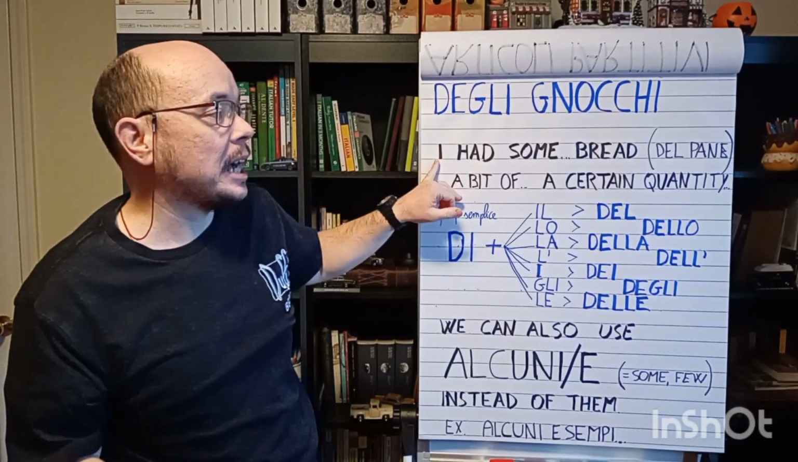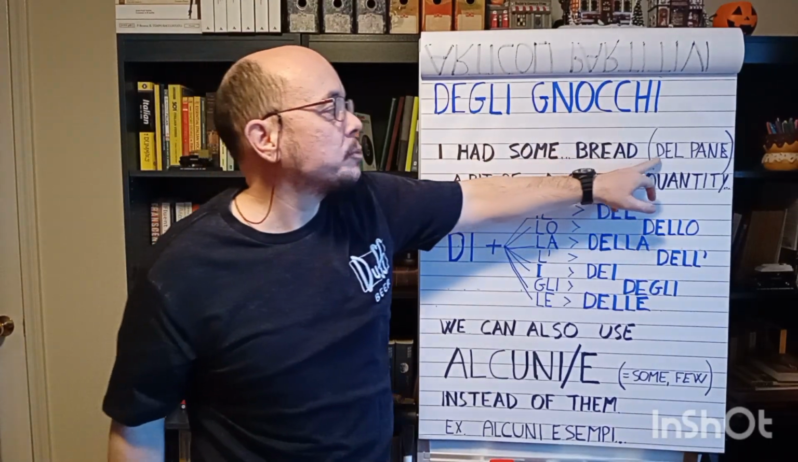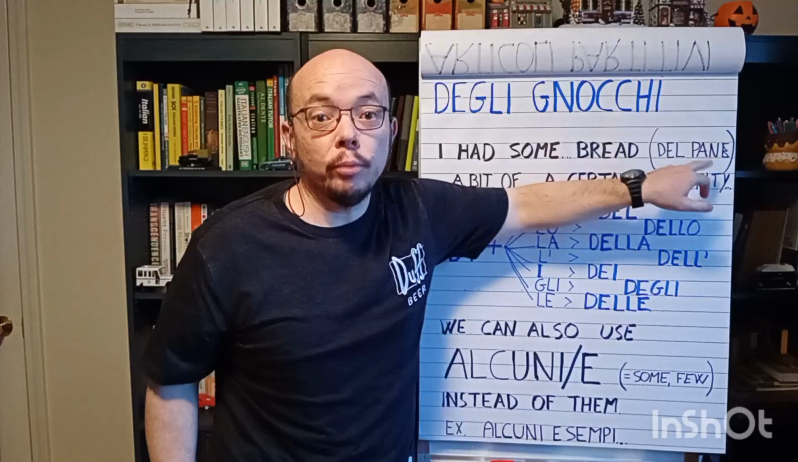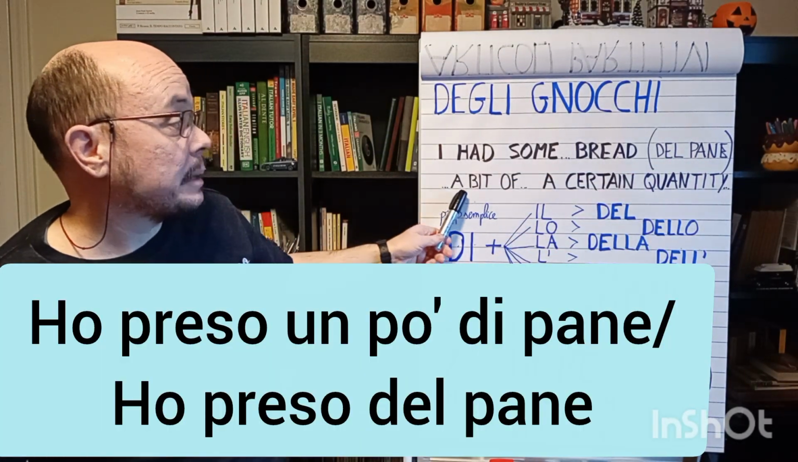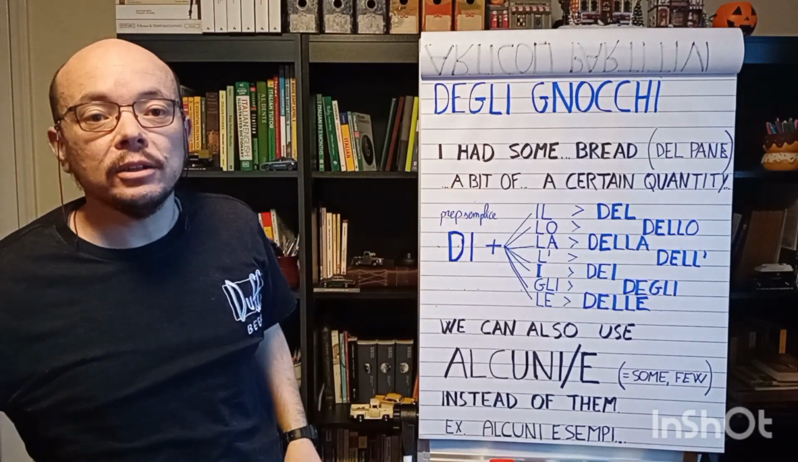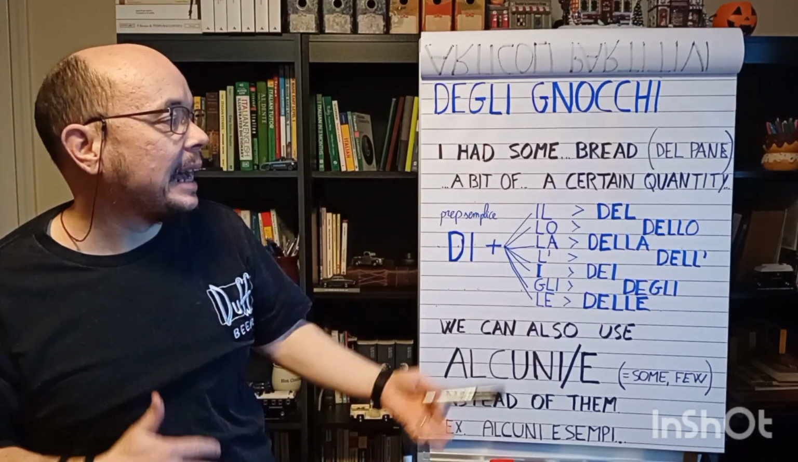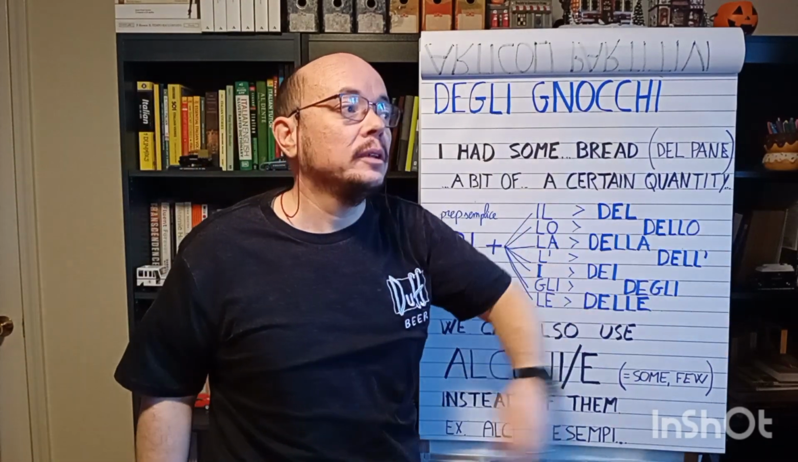Degli gnocchi, like, I had some bread. Io ho mangiato, ho preso un po', we can use that expression, del pane, un po' di pane, or del pane, or it can be substituted by a bit of. I got a bit of this, a bit of that, or a certain quantity of a certain material.